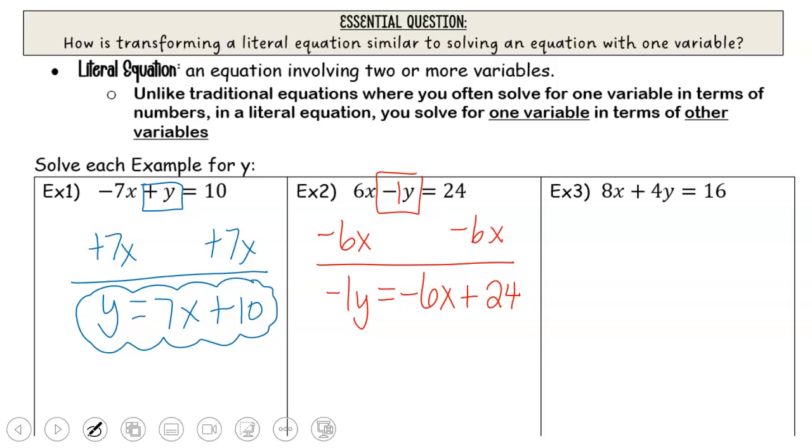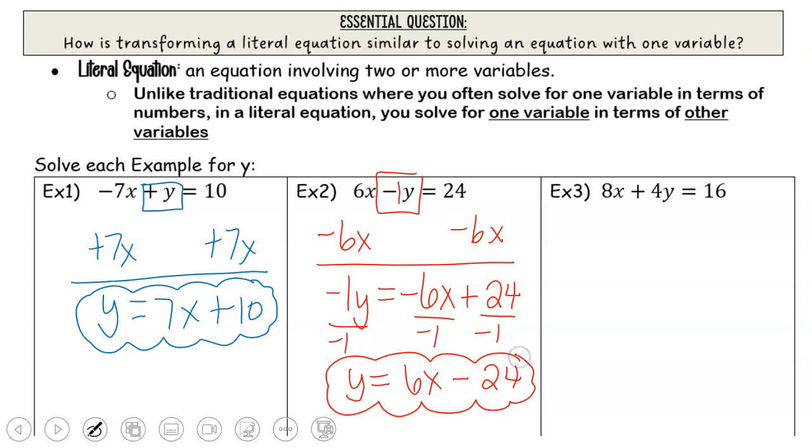But I don't have y isolated quite yet. So then I ask myself, okay, how do I undo times negative 1? Oh yeah, divide by negative 1. And I just have to make sure I divide everything by negative 1. So if I divide one thing, I've got to divide everything. So then y equals a negative divided by a negative is a positive 6x, and a positive divided by a negative would be a negative 24. And now I have y isolated.